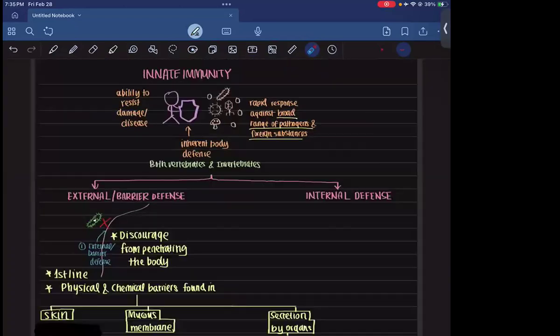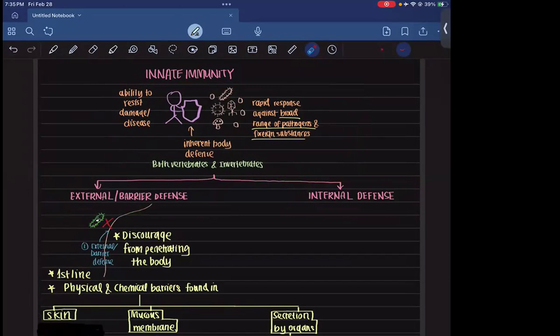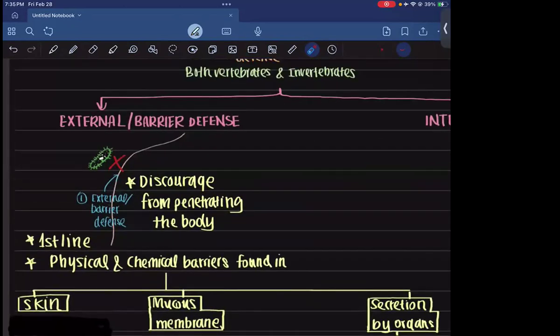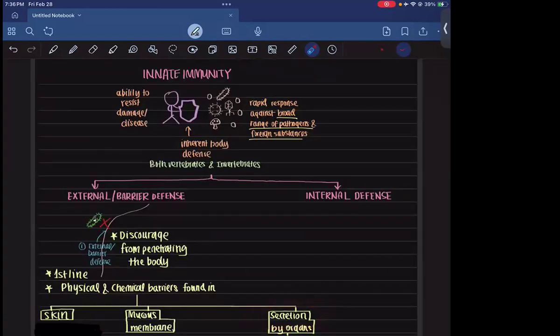Okay, so what did we learn? We started with innate immunity. We learned the definition. We saw that innate immunity is present in both vertebrates as well as invertebrates. The 2 types of innate immunity are external or barrier defense and internal defense. Under external or barrier defense, the pathogen is discouraged from penetrating the body. It can't enter the body at all. Is this the first line, second line, third line? This is the first line. When the pathogen is trying to enter, the first response your immune system gives is through external or barrier defense. Are they only physical? No, they are physical as well as chemical barriers. And where are they found? They are found in the skin, in the mucous membrane, and in secretions by various organs or glands.